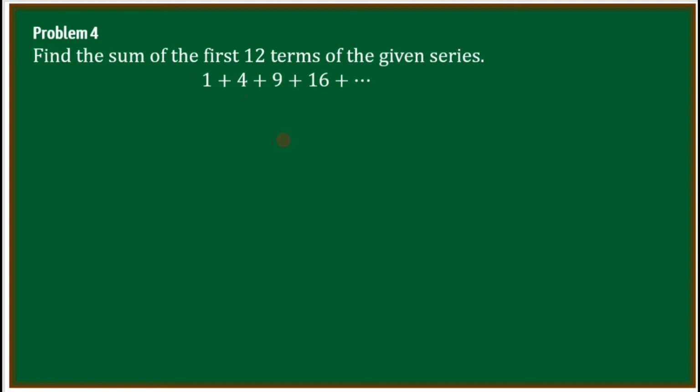So, kung mapapansin niyo yung series na yan, lahat yan ay perfect square, di ba? Square root ng 1 is 1. Square root ng 4, 2. Square root ng 9, 3. Right? So, ibig sabihin, ang nth term nito, itong series na to or sequence, ay i squared. Right? Or n squared, any of the two, kung papalitan mo yung variable.